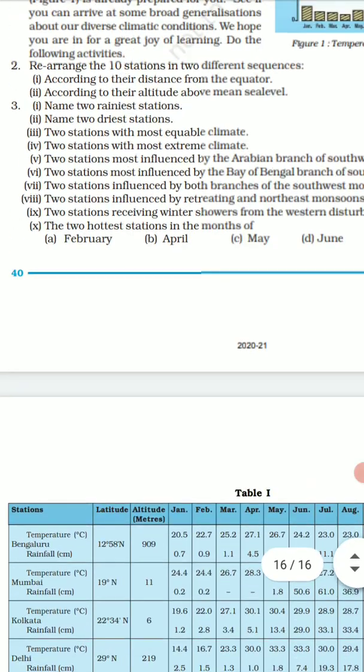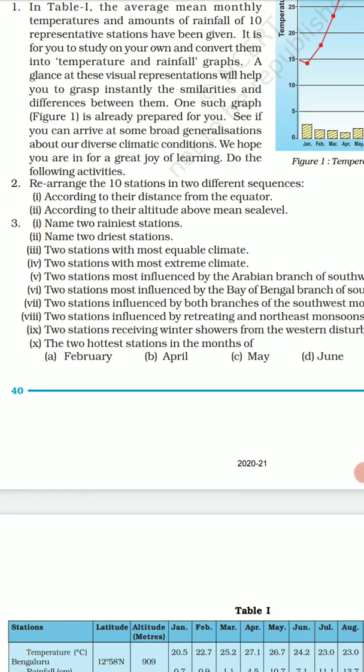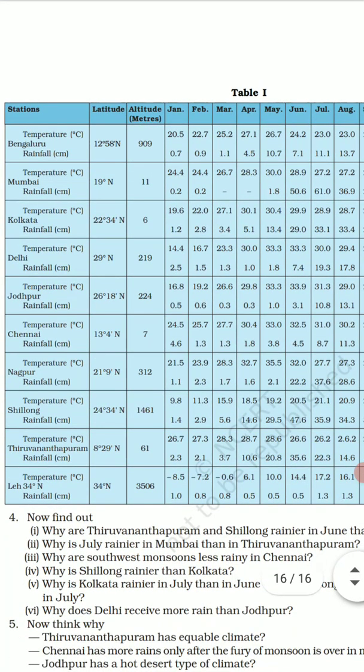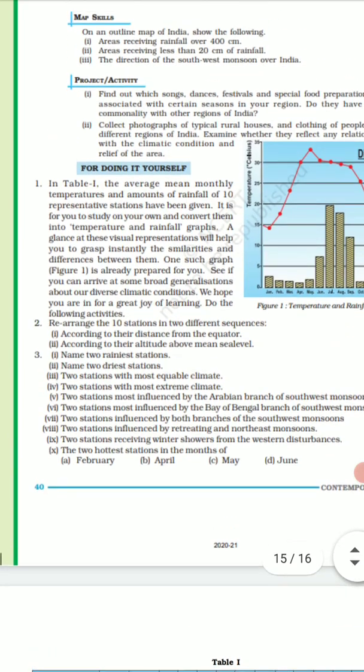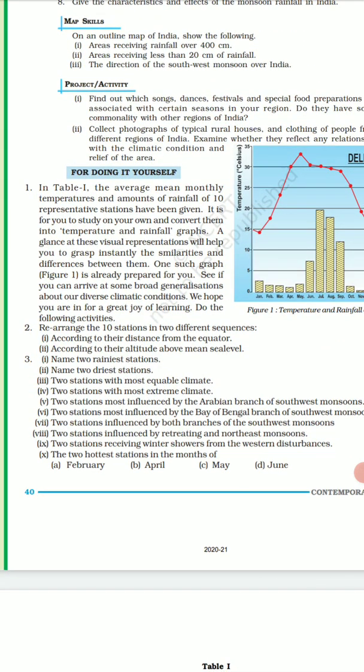Second question. Arrange their altitude above mean sea level. Okay. Altitude. It means next column will be helpful. Which is very close to the sea level? Kolkata. Okay, it is located at 6 meters only. Then followed by Chennai. Then Mumbai. Likewise, you will be arranging them altitude wise also, right? These are the small activities which you have to do. This is your one of the activity also.